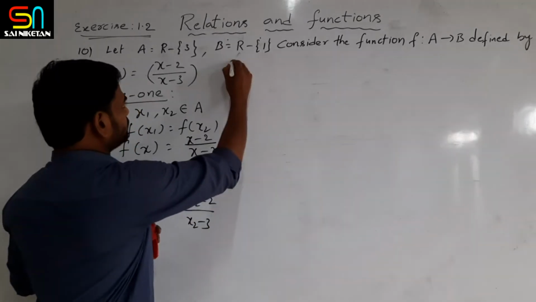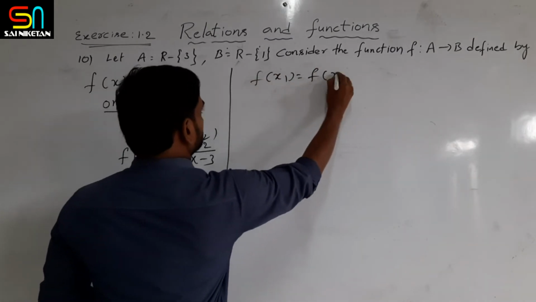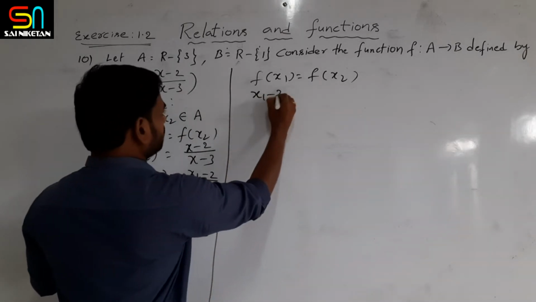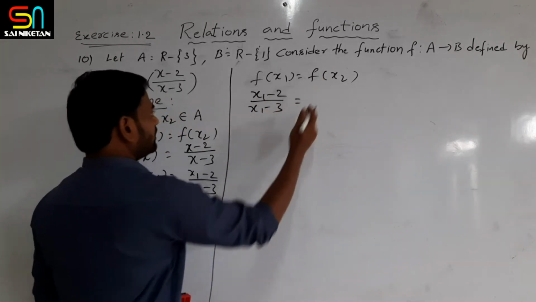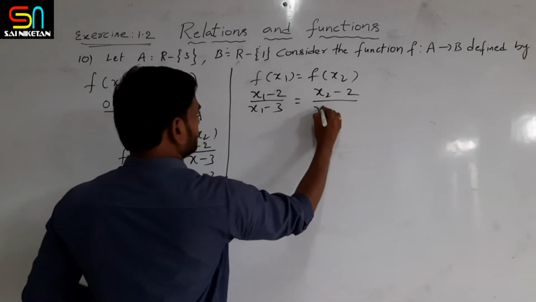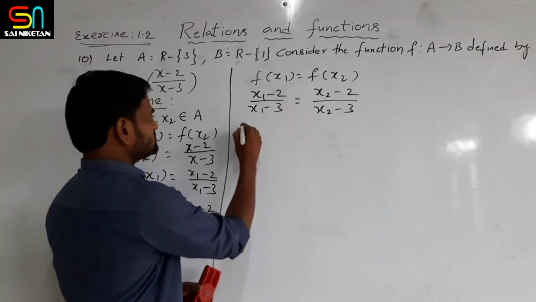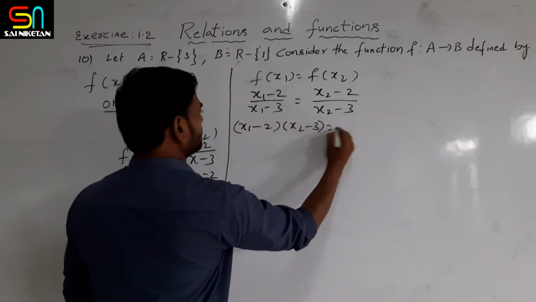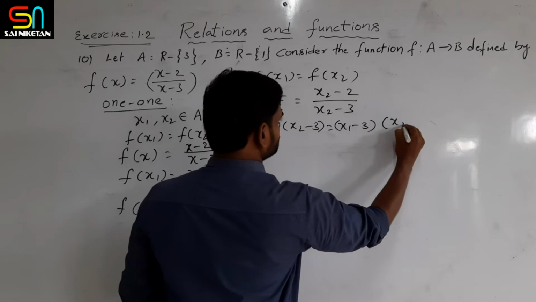Okay. Now I have to take the condition. f of x1 is equal to f of x2. What is the f of x1? (x1 minus 2) by (x1 minus 3) equal to, what is the f of x2? (x2 minus 2) by (x2 minus 3). Now cross multiply this one. That is (x1 minus 2) into (x2 minus 3), it is equal to (x1 minus 3) into (x2 minus 2).